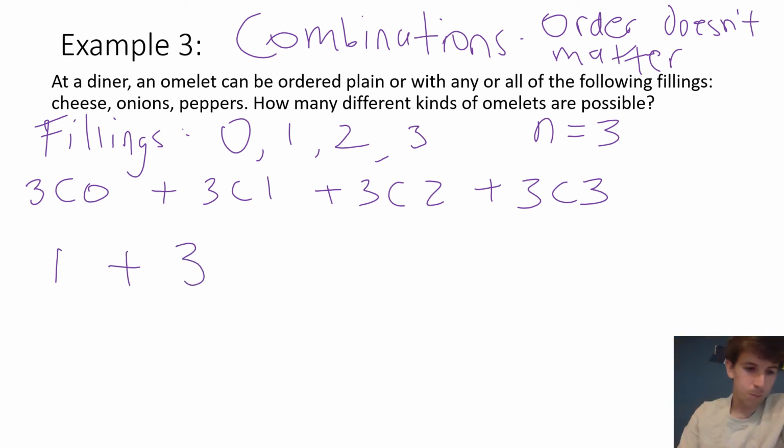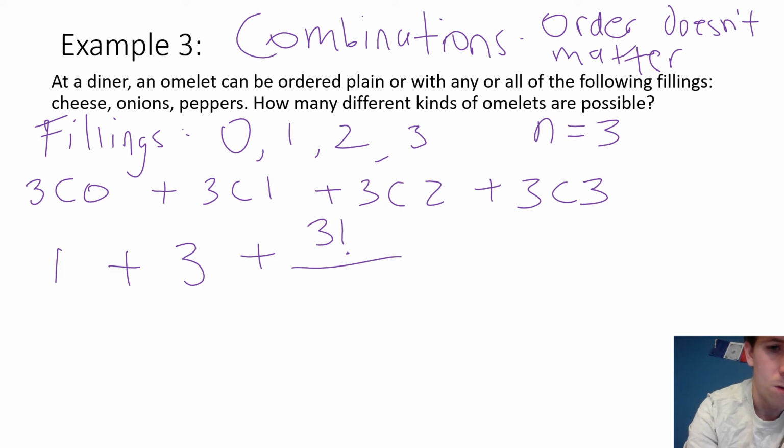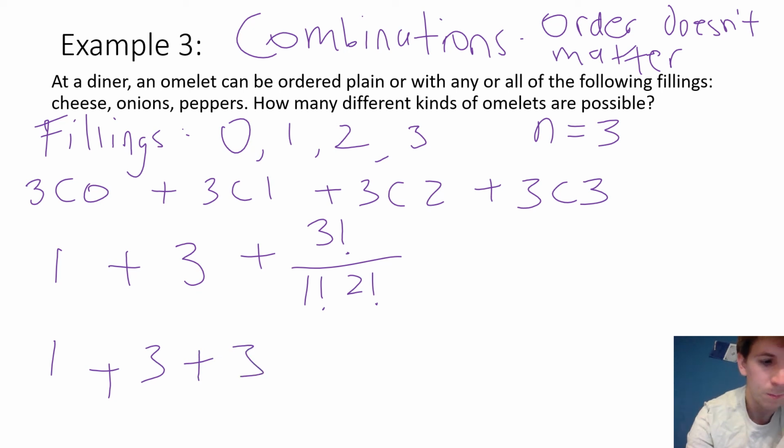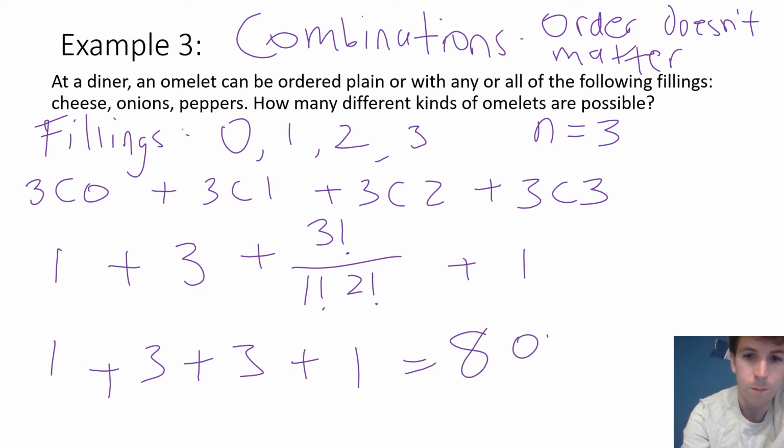3 choose 2. Just using the formula really quick here, that's 3 factorial over 1 factorial times 2 factorial. So that's just going to equal 3 again. So far we got 1 plus 3 plus 3. And for 3 choose 3, that's just choosing all of the fillings. There's only one way to do that. So plus 1. 1 plus 3 plus 3 plus 1 equals a total of 8 omelets.